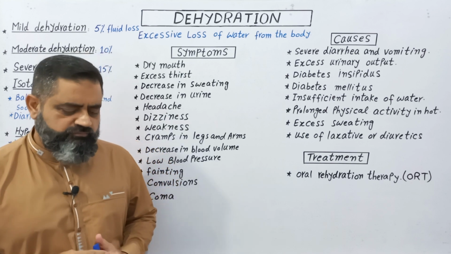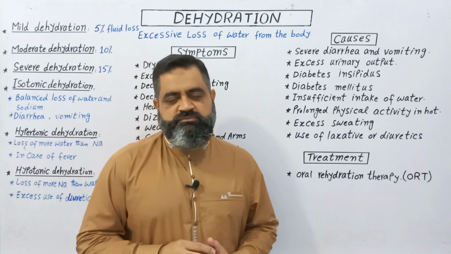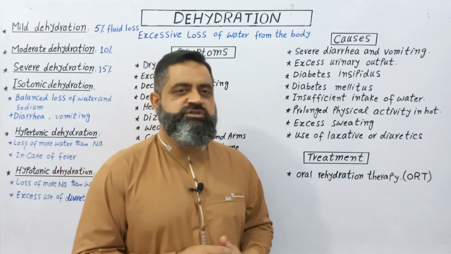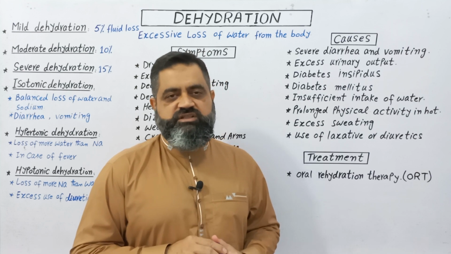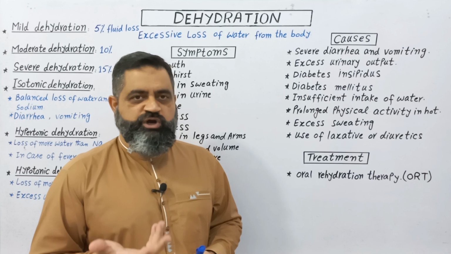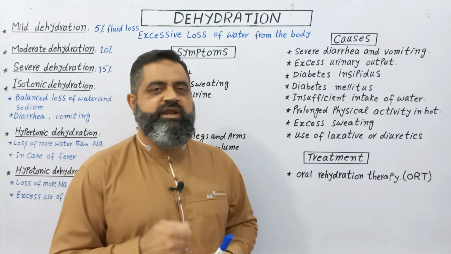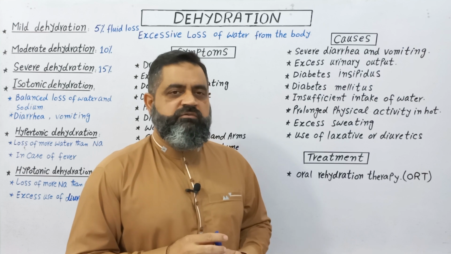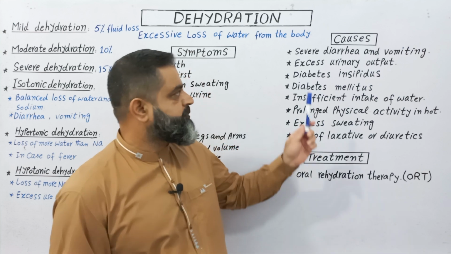So we know the causes. Most of the important causes are severe diarrhea and vomiting, which are due to infection in the gut or digestive system by bacterial or viral infection. So by treating with antibiotics and rehydrating the body, this condition can be avoided.